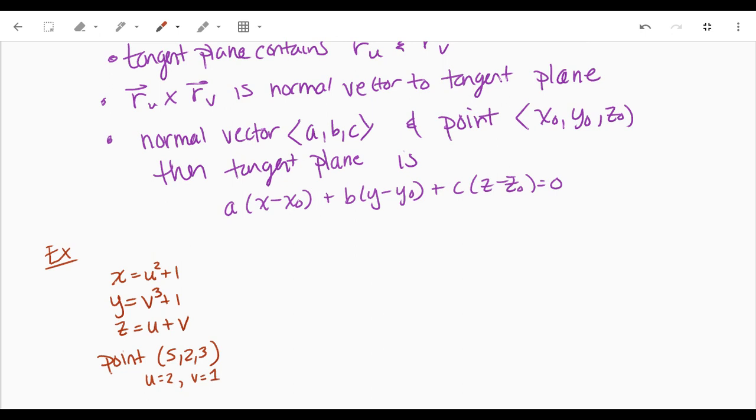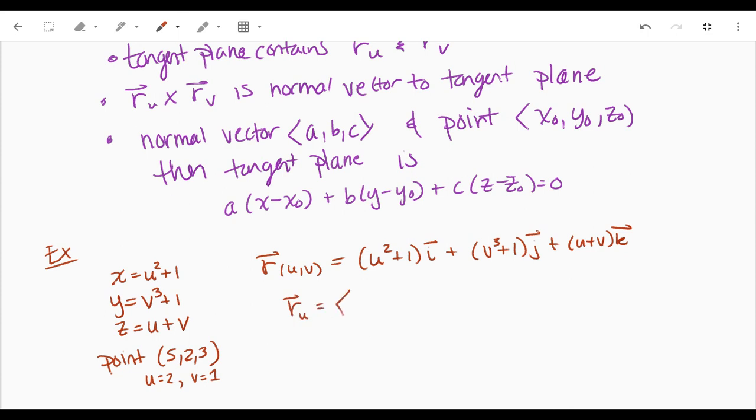This could also be written as a vector. Just like we were saying before, parametric equations can be vector equations very easily. But we're supposed to find the equation of the tangent plane at that point. So at that point, first of all, the partial with respect to u would be 2u, 0, 1.